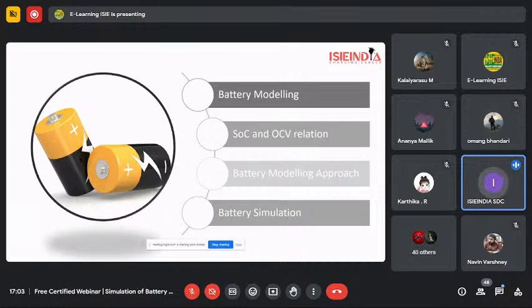Any questions till here? I think the motive of today's session is clear. Any doubt? Is it clear? Okay.